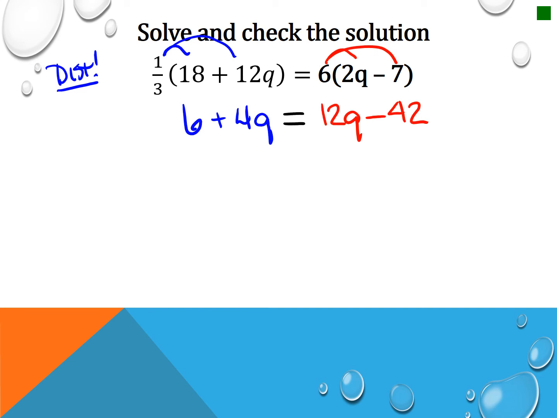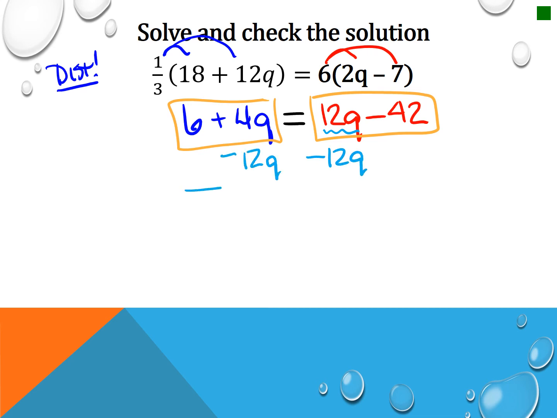Look at, now it looks like a regular old variable on both sides. So if I look at each one, no more cleaning up, no more cleaning up. So I'm going to take this 12Q right here and move it to the other side by subtracting 12Q. I got 6. 4 minus 12 is negative 8. Those are my Q's. The 12Q's cancel, equals negative 42.